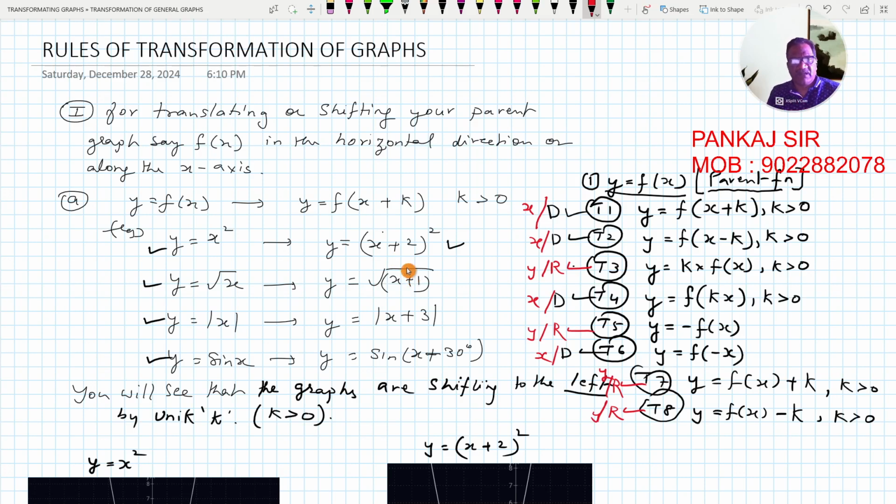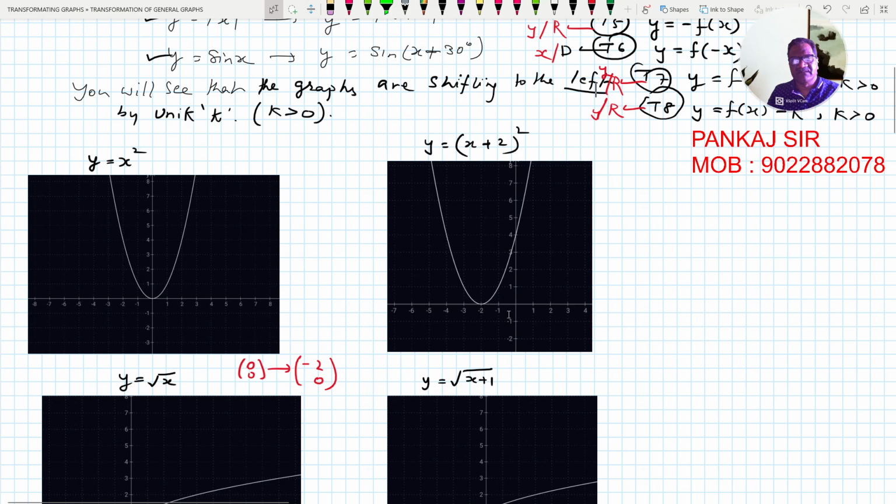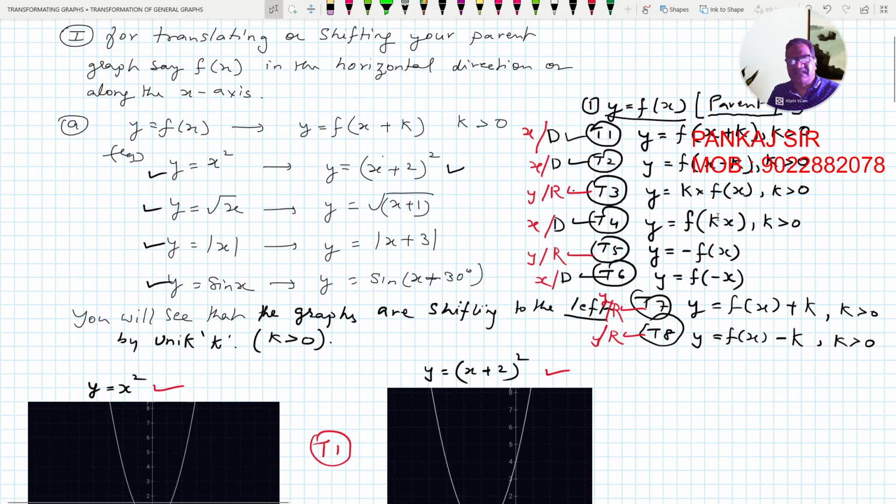Now, here is the graph which is showing this. This is the graph of function y = x², which is a parent graph. And this is the graph of y = (x + 2)². This is the transformation graph. Now, this particular transformation is T1, that is x + 2. Can you see this? f(x + 2).